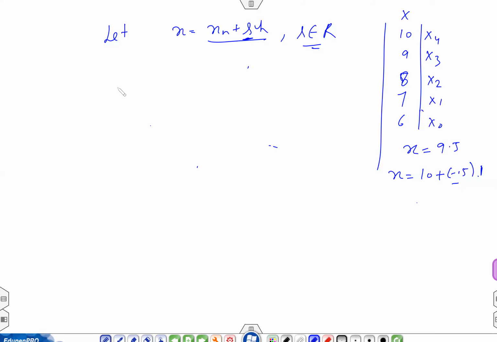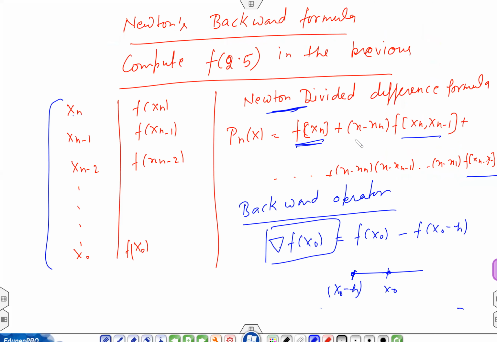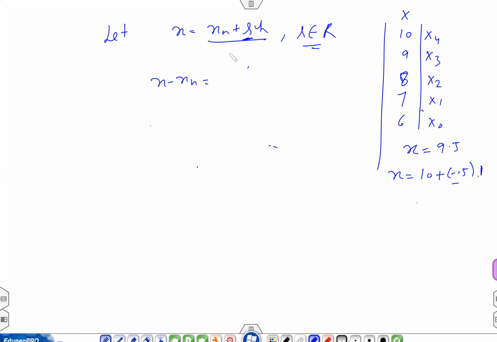Now we will compute the value of x minus xn. As we have computed, x minus xn will be sh, and x minus xn minus 1 is (s plus 1) times h. Just try to compute this value. If this is clear, then you can get this also. Otherwise, I am writing it again. What is the value of x? x is xn plus sh, minus this xn minus 1.